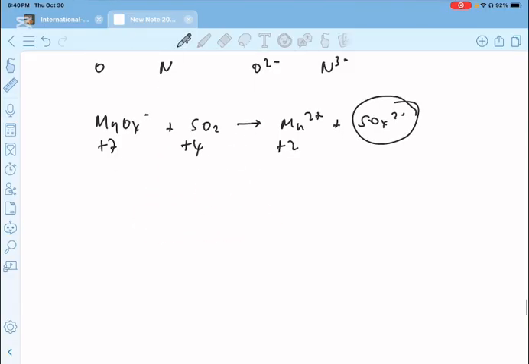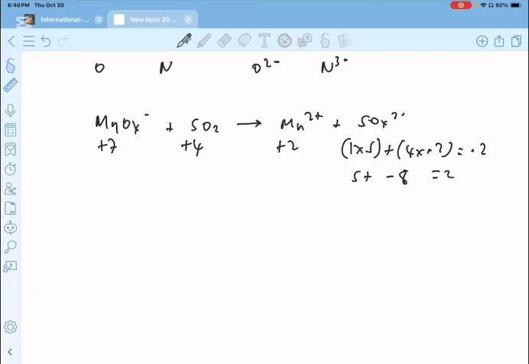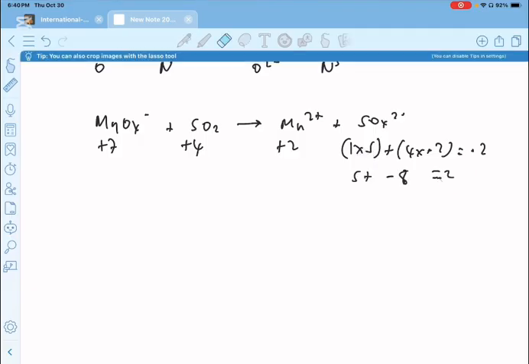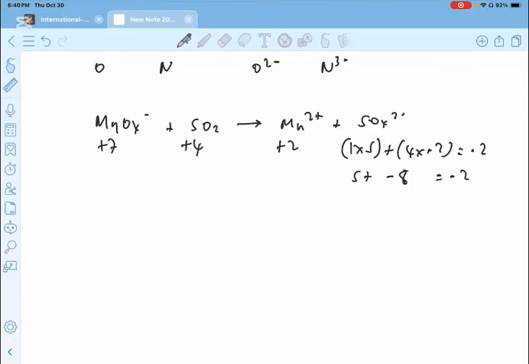oxidation number. Over here, SO4 2 minus, same process. 4 times minus 2, not a peroxide, so minus 2, will be equal to negative 2. Negative 2 from here. This will be S plus minus 8 is equal to minus 2. So sulfur will have an oxidation number of positive 6, okay? You can rub all this and write positive 6 here for sulfur.